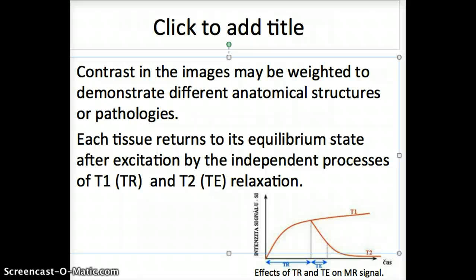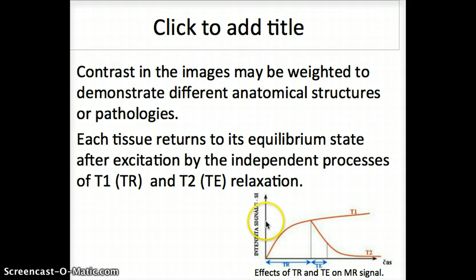This image weighting is useful for detecting edema, revealing white matter lesions, and assessing zonal anatomy in the prostate and uterus. And as you can see, there are the effects of TR and TE, also known as T1 and T2, on the MR signal at the bottom right here. Moving on.